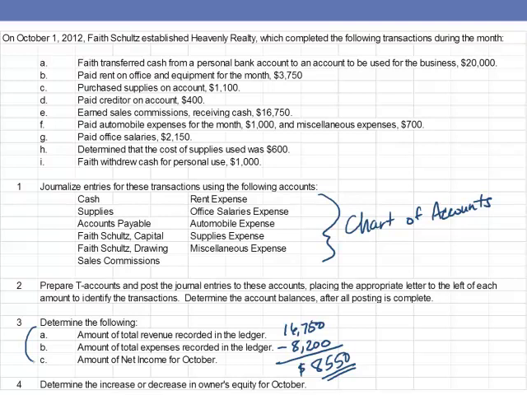And then they ask you the increase or decrease in owner's equity. That's basically the statement of owner's equity. You're going to have the 20,000 investment minus 1,000 for her withdrawal plus 8,550 for net income. So minus 1,000 plus 8,550. 27,550. Okay.